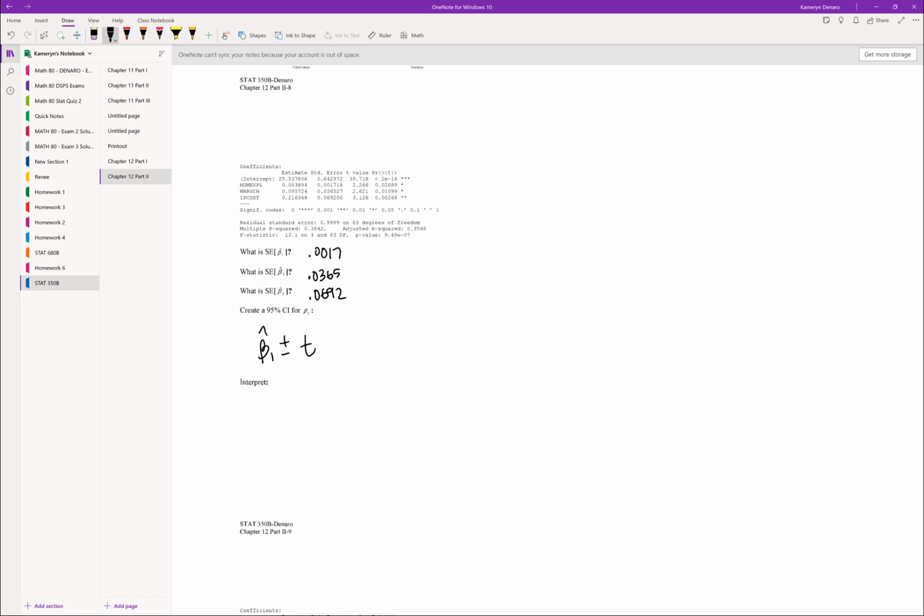If we want to create a 95% confidence interval for beta 1, remember that's beta 1 hat plus or minus t alpha over 2, n minus k plus 1, times the standard error of beta 1 hat. When looking at our output, we can see that beta 1 hat is 0.0039 plus or minus. We still need to get our t value. I'll just hold that place with t alpha over 2, n minus k plus 1, and then times our standard error of beta 1 hat, that is our 0.0017. Once we get those values, we can interpret.